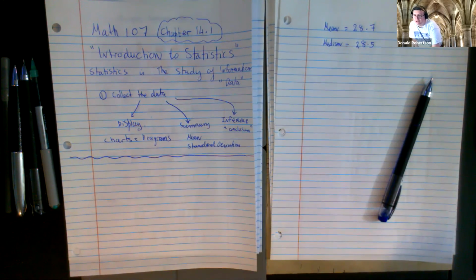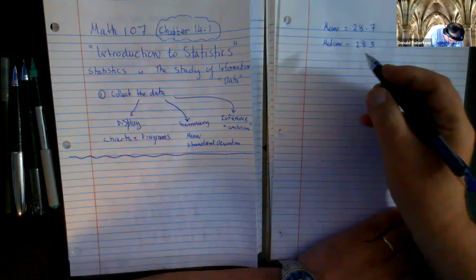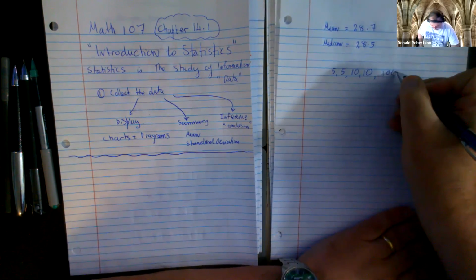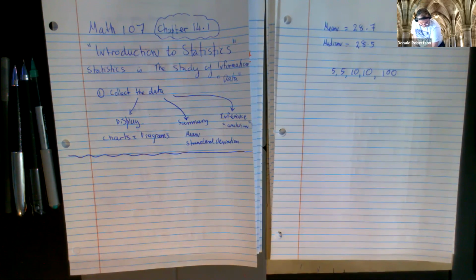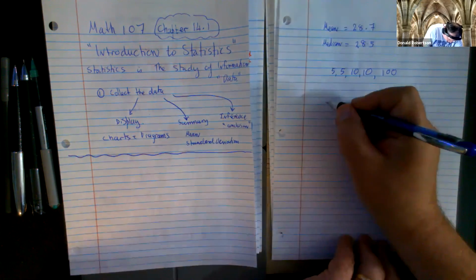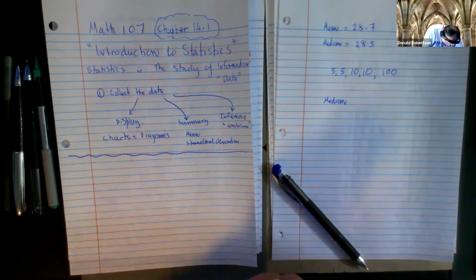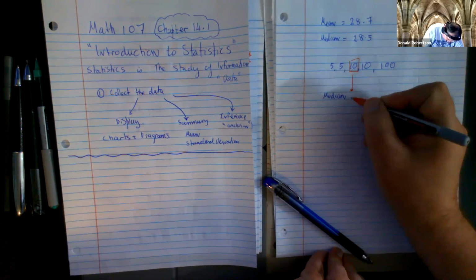So you might think, well, why do we need 2? And the reason why we need 2 is because sometimes the 2 numbers are really quite different. So I want you to imagine that we had some data and it looked like this: 5, 5, 10, 10, and 100. If I was asking you roughly, where is the middle? What's a typical person or score? The middle number here is that guy. So the median is 10.